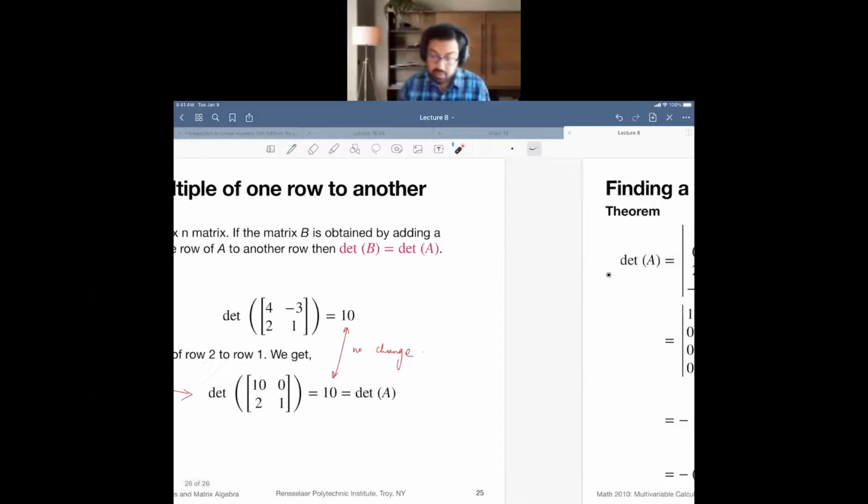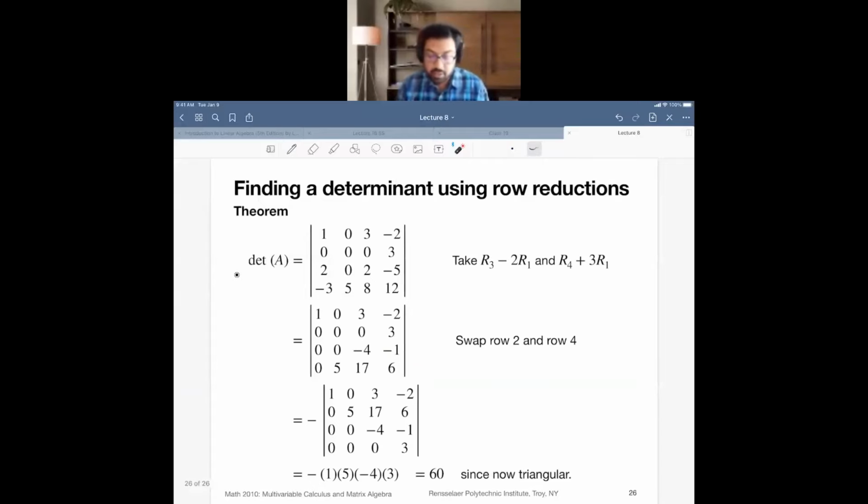All right, next. Let's try to find the determinant of a 4 by 4 matrix, and we will try to use row reductions to make finding the determinant easy. We will try to introduce zeros. So what we have is the determinant of A is given to us, and we are trying to find the determinant of this matrix.